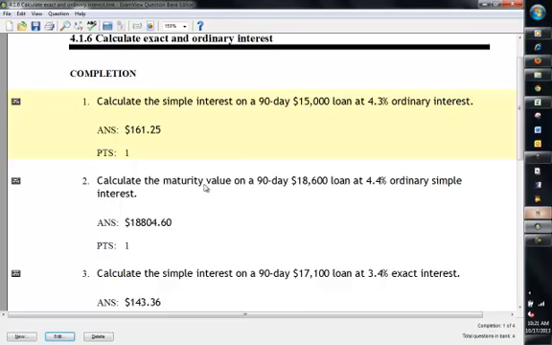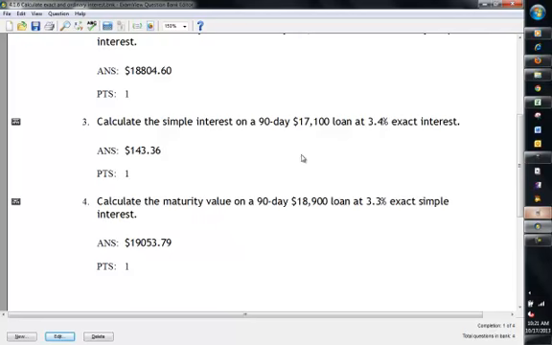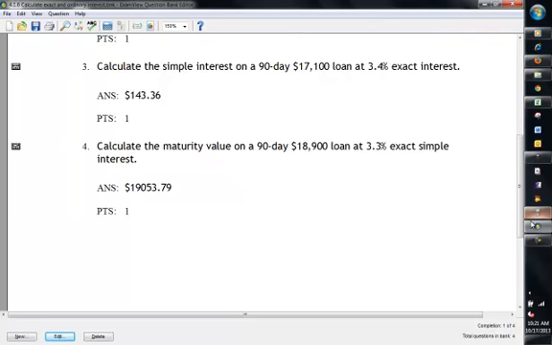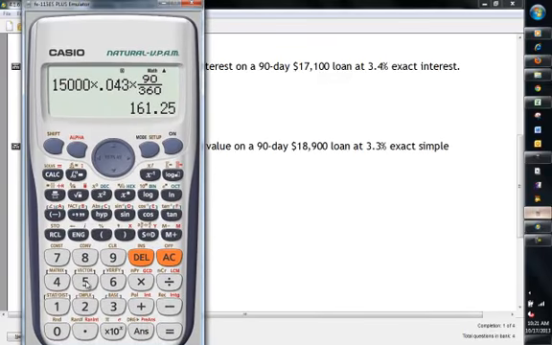Next one, well, you can see number 2 asks you to find maturity value. So remember, after you found the interest, make sure you add in the principal to get the maturity value. Let's do this one down here, number 4. Calculate the maturity value on a 90-day, $18,900 loan at 3.3% simple exact interest.